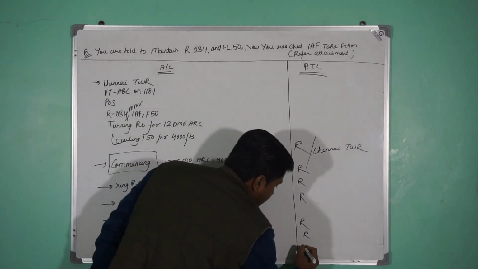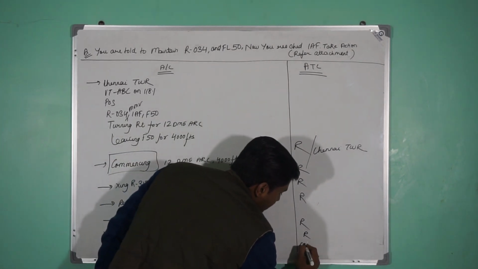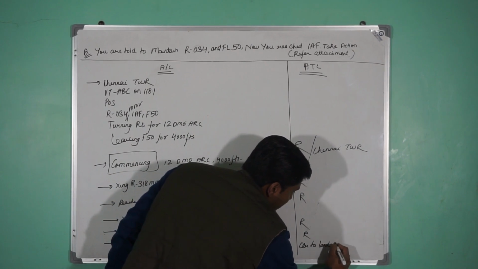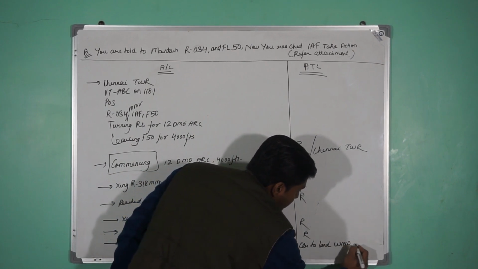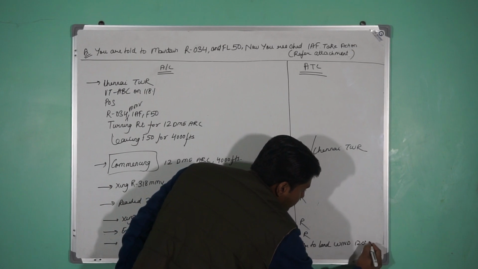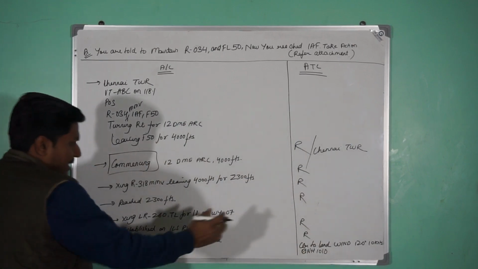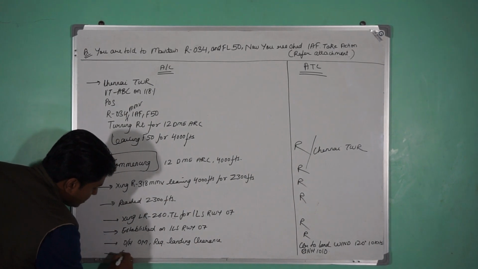So here ADC will say clear to land, wind 120 degrees, 10 knots, QNH 1010. So I'll give the feedback on this thing.